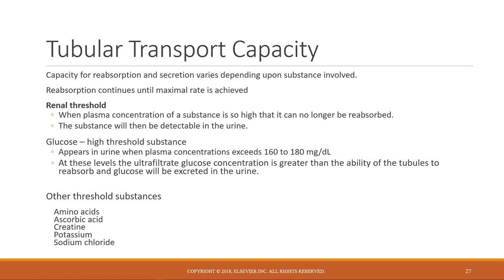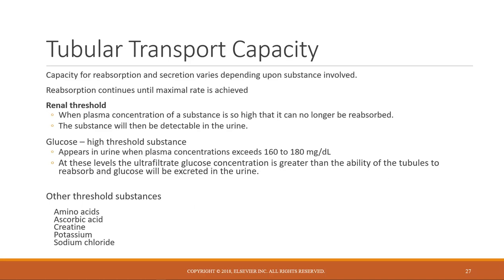The renal threshold is when the plasma concentration of a substance is so high that it can no longer be reabsorbed. The substance will then be detectable in the urine. The one that we think about all the time is glucose. It has a high threshold. It appears in the urine when plasma concentrations exceed 160 to 180 milligrams per deciliter. And the disease in which this occurs is diabetes.